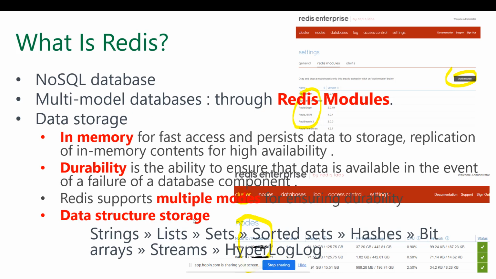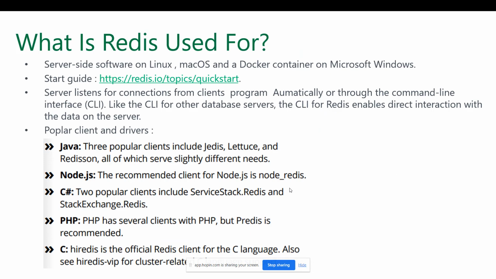For data structure storage in Redis, we have strings, lists, sets, sorted sets, hashes, bitmaps, streams, and HyperLogLog, which we'll see immediately. So what is Redis used for? Server side, it can be installed on Linux, macOS, and Docker on Windows, because there is no native flavor of Redis on Windows. You can read about it here. You have the Redis CLI, with which you connect to Redis.